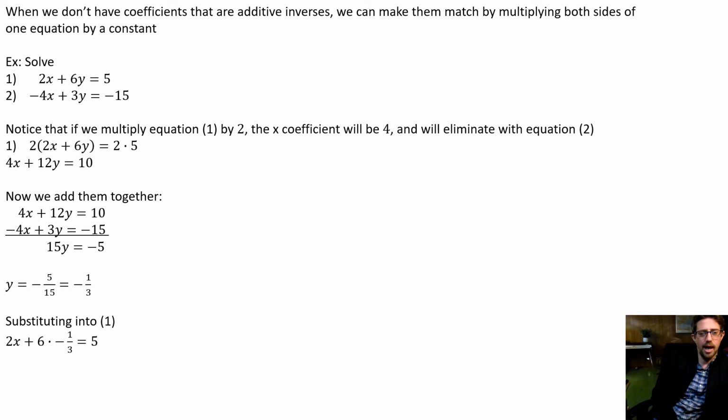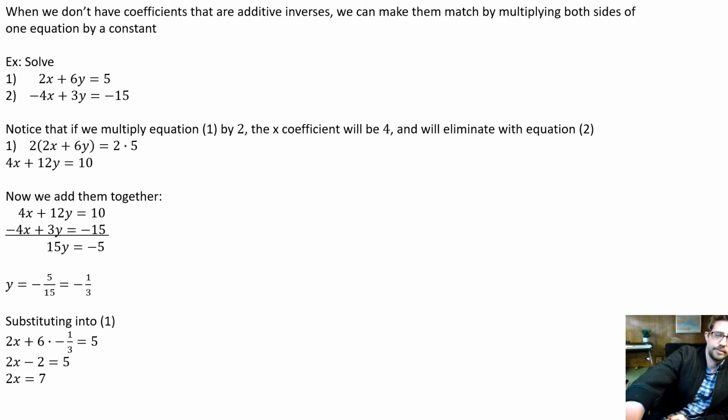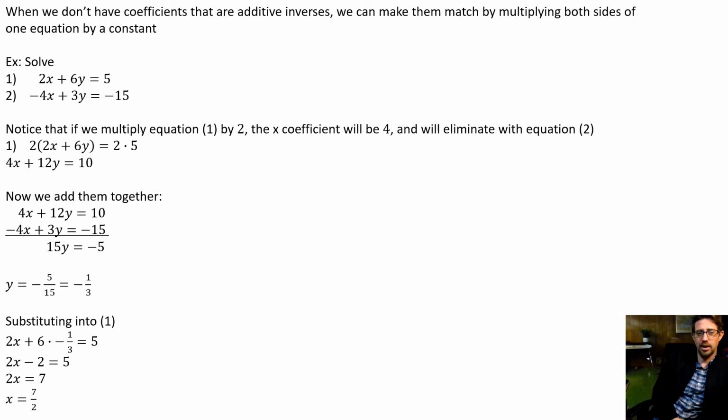Okay, so I substituted it into 1. I keep using 1, but once again, you could also use 2 for this step. You already have one variable, so just plug negative 1/3 into that first equation. 2x plus 6 times negative 1/3 equals 5. Which means that 2x minus 2 is 5, which means that 2x is 7, which means that x is 7/2. Okay, so that is our solution point. x is 7/2, y is negative 1/3, or the ordered pair 7/2, negative 1/3.